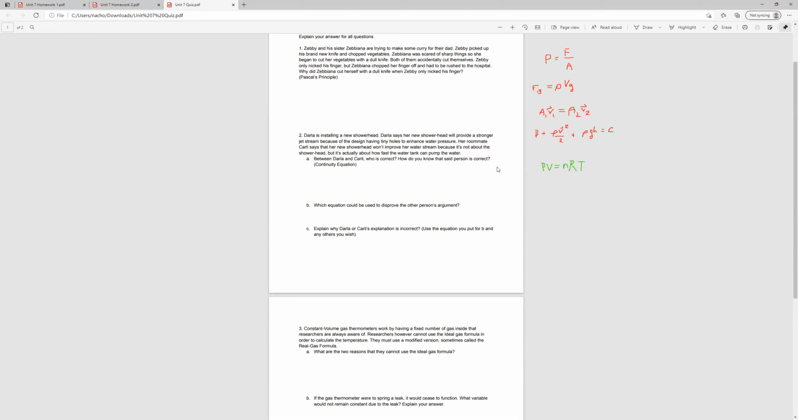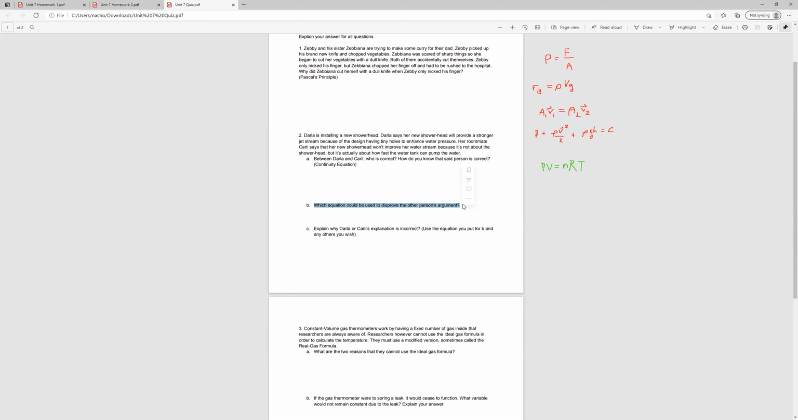All right. So her roommate Carly says that her new shower head won't improve her water stream because it's not about the shower head, but about how fast the water tank can pump the water. Which of them is correct using continuity? Well, Darla is absolutely correct. Why? Because the tiny holes lower the area, right? Right here. If you're going to have the same flow on both sides, lower area means higher velocity. So faster water coming out, right? So that is a true statement. If you want better shower quality with the water, just change the shower head, right?